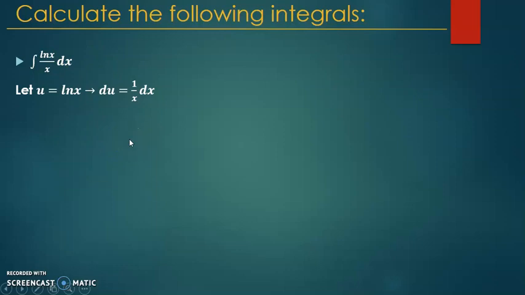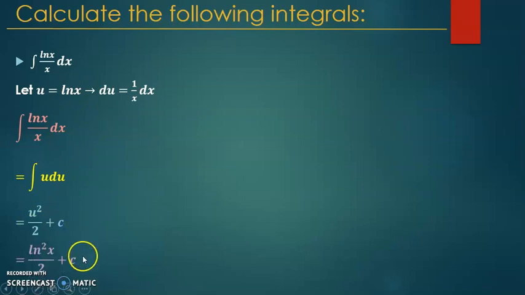And we will be able to rewrite these integrals in terms of u and du. So this would be u, and 1 over x dx is du. So it works. So it will become u instead of ln x, and instead of 1 over x dx, du. So this is a very simple integral. It's u squared over 2 plus c. And now don't forget the last step, to replace u by its substitution, which is ln x. So you'll get ln squared x over 2 plus c.